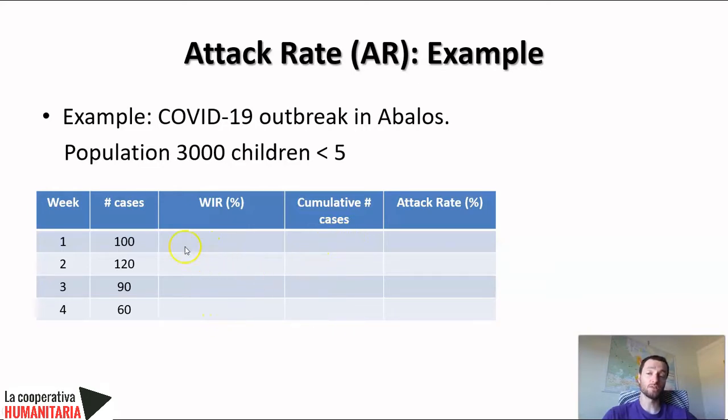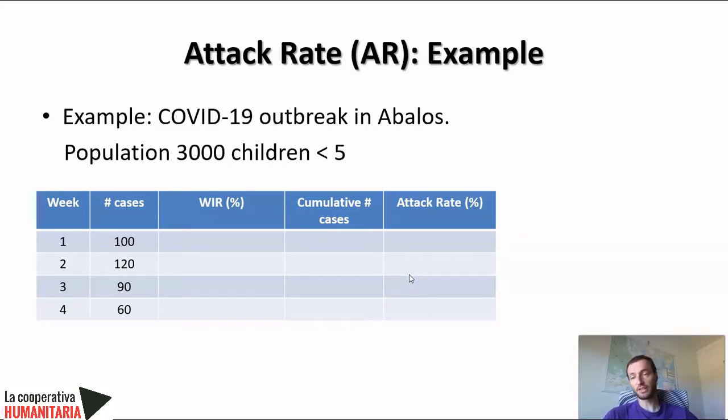The cumulative cases, you can calculate also adding. And with these cumulative cases, you can calculate the attack rate. You can provide us the results with only one decimal, one decimal. For example, 10.1%. Okay, can you calculate this, please?